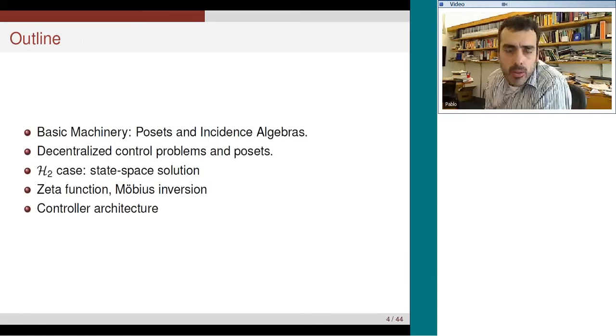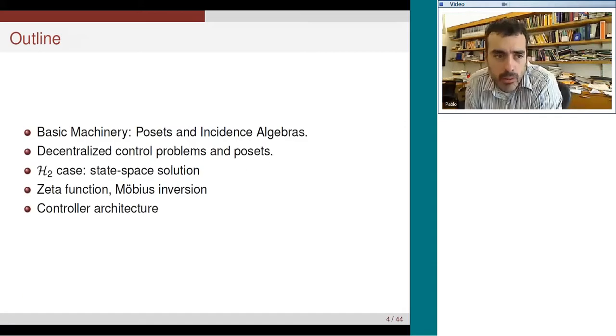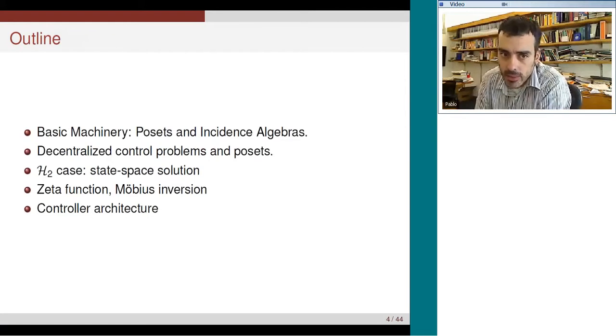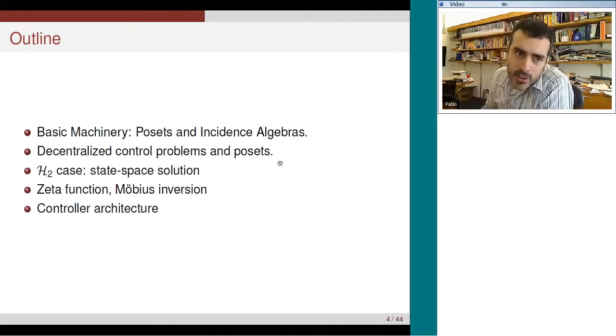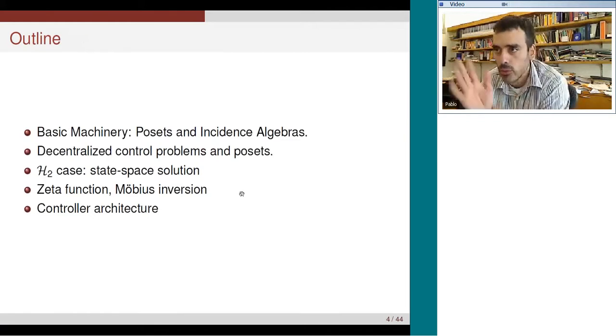Okay. So this is an outline of what I'll talk about. Mostly, I want to tell you a little bit about the technical machinery that's in the notion of a poset and incidence algebra, which sounds complicated, but it's actually fairly easy. It's really about sparse matrices of a particular type. Then I'll tell you the specific control problem that we're solving and how we solve it in state space. And then I'll tell you a little bit, perhaps the most interesting part, which is not just a solution of this problem, but what is the architecture, what's the structure of the controllers. Is that something that will generalize from our specific formulation to a much more general class of posets?